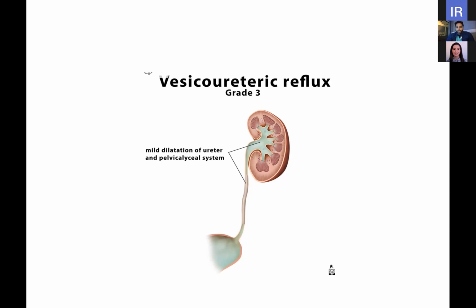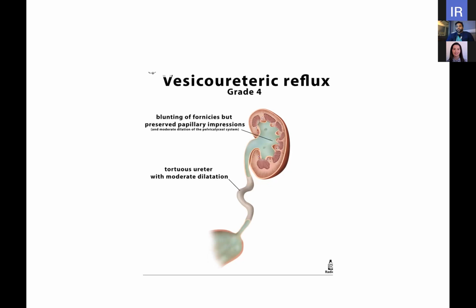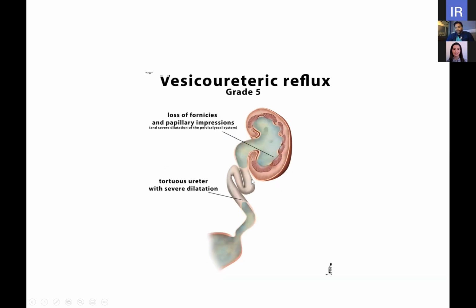So you get mild in grade 3, moderate in grade 4, with blunting of the calyces, as you can see here, and the ureter becomes a little bit more tortuous. And in grade 5, which is quite severe, the ureter is significantly tortuous and very dilated. So you've got a hydroureter and a quite pronounced pelvicalyceal system, as you can see here. You'll also appreciate that the renal cortex is relatively thin compared to the previous less severe grades. This is the grading classification, and these images are obtained from Radiopaedia. You can always reference this article in your own time.